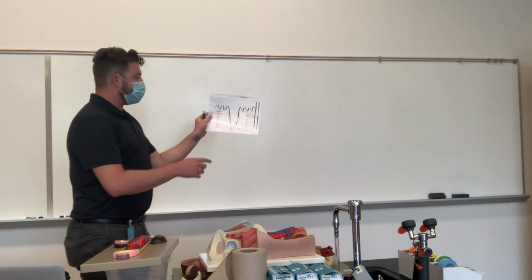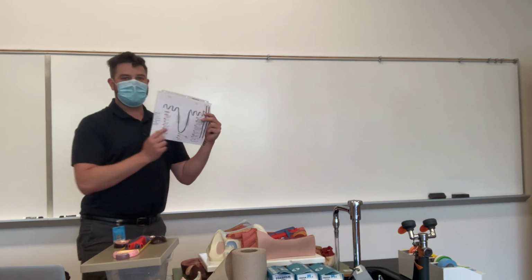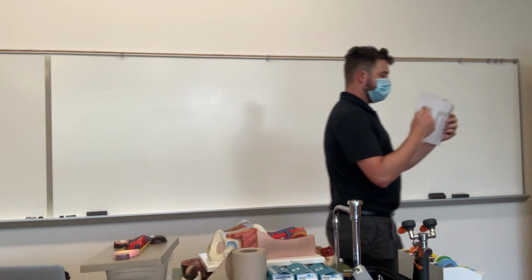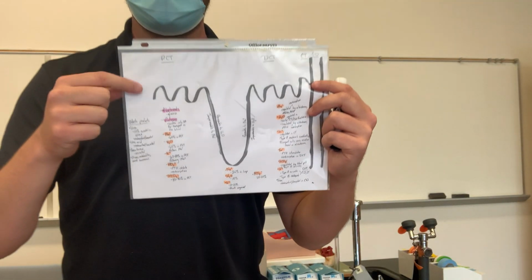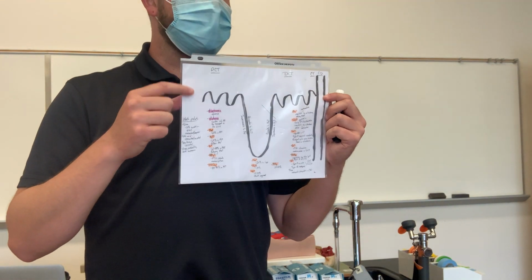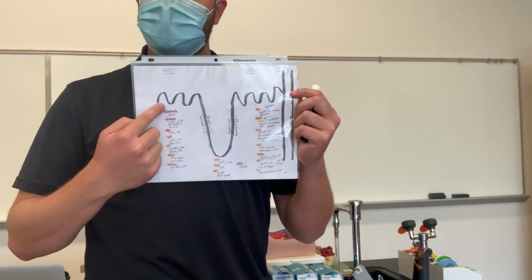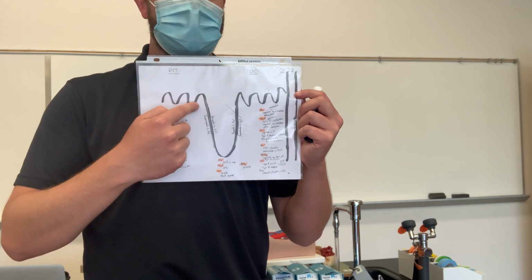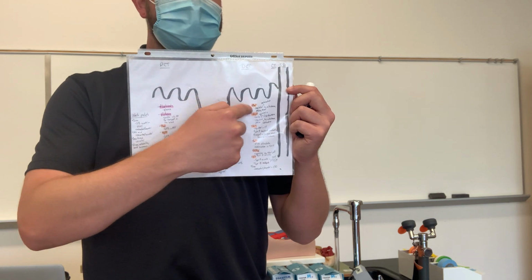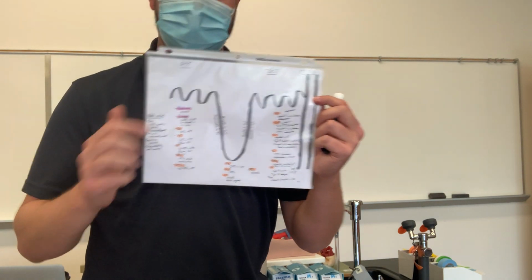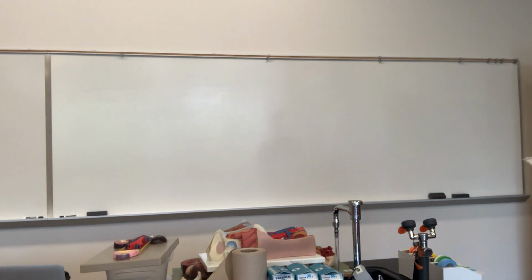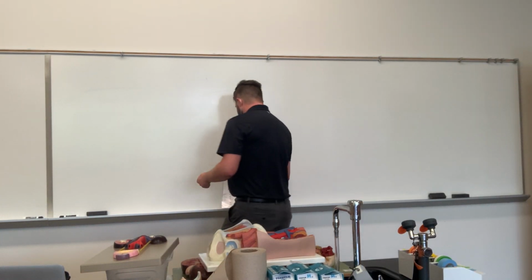So how I'm going to start mine out is by drawing the tubule system. We're going to pretend that the glomerulus and the filtration is happening right here, and we're going to start right after that. So we're going to start with the proximal convoluted tubule, the loop of Henle, the distal convoluted tubule, and the collecting duct. Just so you see those.